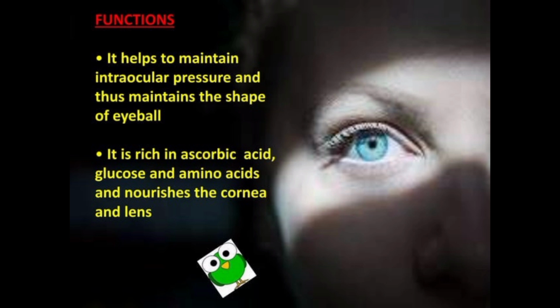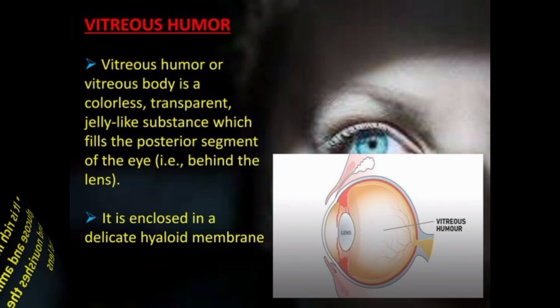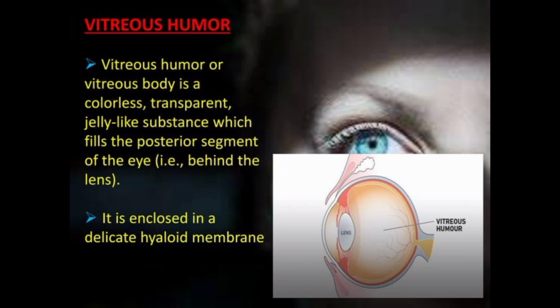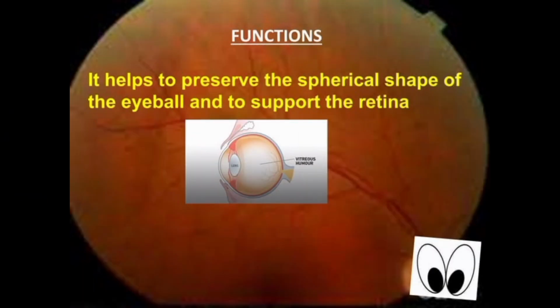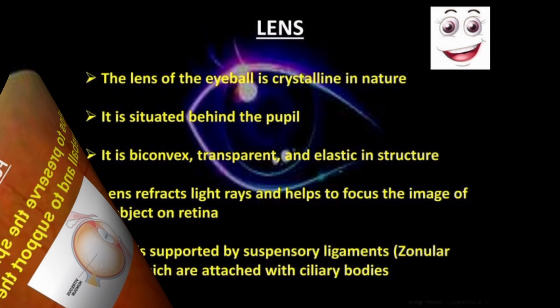Functions. It helps to maintain intraocular pressure and thus maintains the shape of the eyeball. It is rich in ascorbic acid, glucose and amino acids and nurtures the cornea and lens. Vitreous humor. Vitreous humor or vitreous body is a colorless, transparent, jelly-like substance which fills the posterior segment of the eye behind the lens. It is enclosed in a delicate hyaloid membrane. Functions. It helps to preserve the spherical shape of the eyeball and to support the retina.